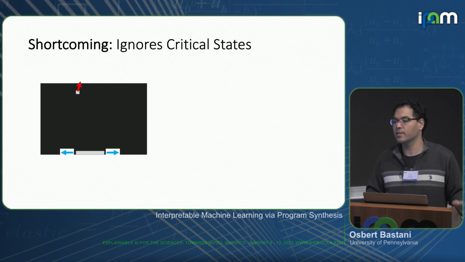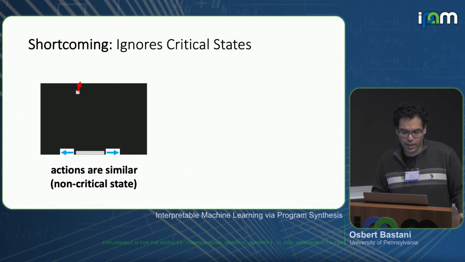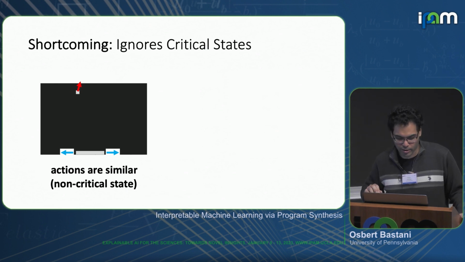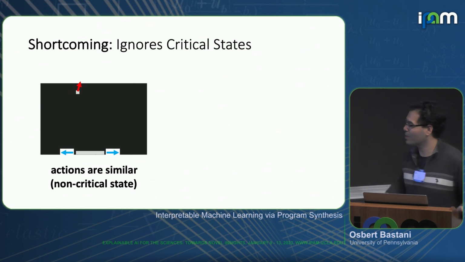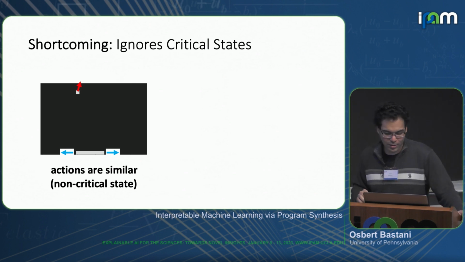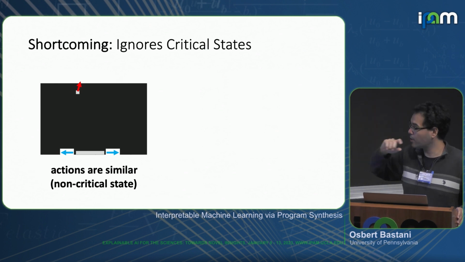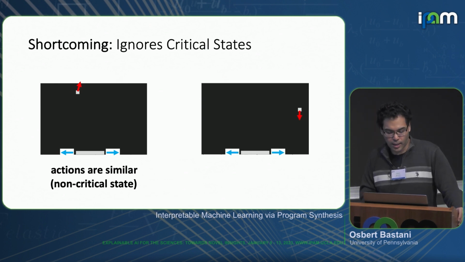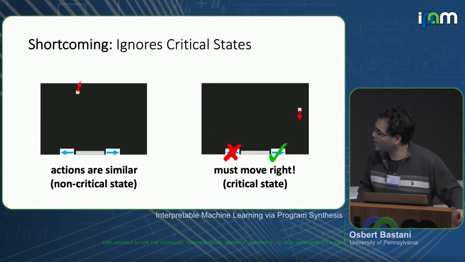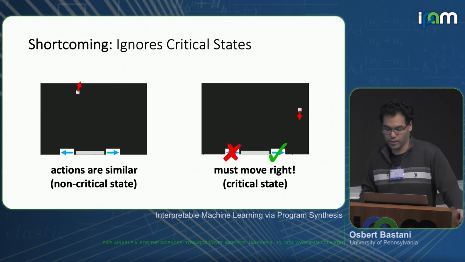And the basic problem is that they treat all state action pairs the same. So this is a toy version of the game of Pong I'm showing here. We have a ball that's bouncing around, and you can move the paddle back and forth in order to try and keep it in the game arena. If you look at the state on the left-hand side, it doesn't really matter what action you take. But if you look at the state on the right-hand side, we really need to move the paddle to the right to avoid losing. So that's what we call a critical state.